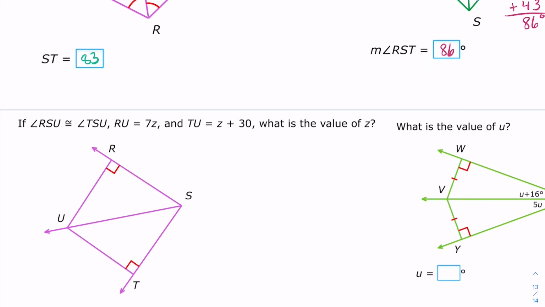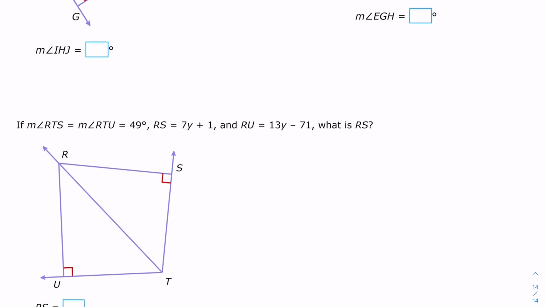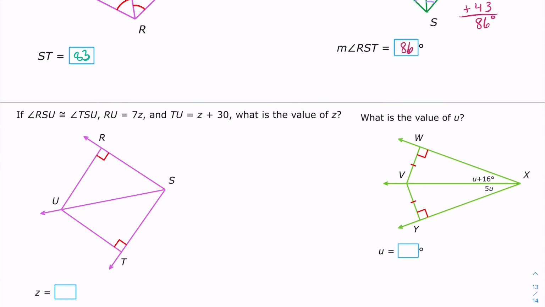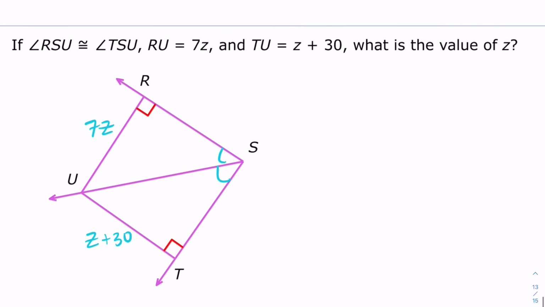All right. We have, I think, one more page left. Yep, where we now have variables. So we're just going to have to solve for the variable. This shouldn't take too long. If angle RSU is congruent to angle TSU, and RU is 7Z, and TU is Z plus 30, then what is the value of Z?